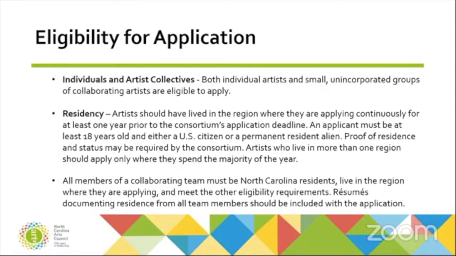I'll hit the highlights on this because this is available in the application and in the guidelines. But like I said before, individual artists and small artist collectives are eligible to apply. So this means small unincorporated groups. And residency, you should be applying in the region where you spend the majority of your time. If you happen to live in 2 places, you'll apply in the region where you spend the majority of the year. We prefer that you've lived in it for a year. However, as long as you have lived in North Carolina for 1 year and still live in North Carolina, you are eligible to apply. If you are applying on behalf of a group, this must be everyone in that group.